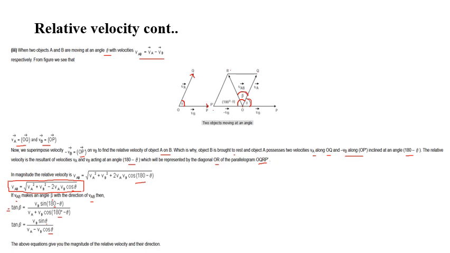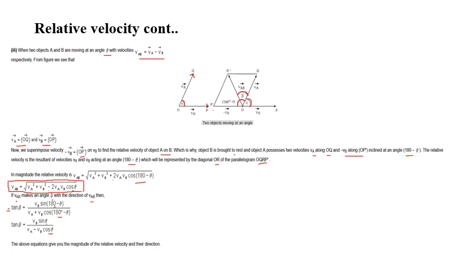Is that clear? Okay. So cos 180 minus theta is minus cos theta. So your sign changes here, even here also. Look at the sign here. Your sign changes, right? So the above equations will give you the magnitude of the relative velocity and its direction.